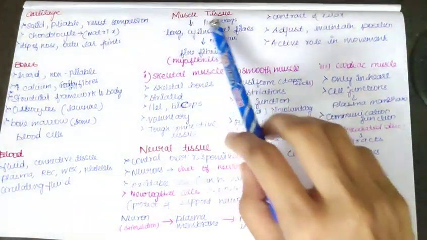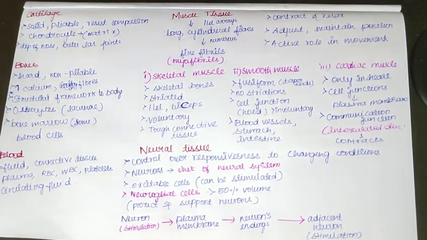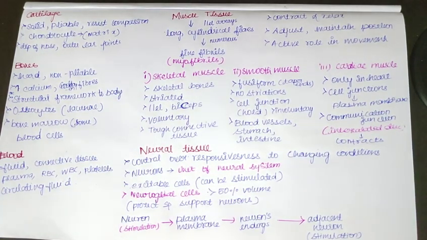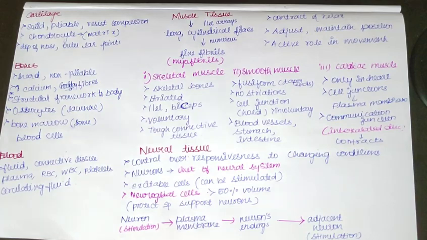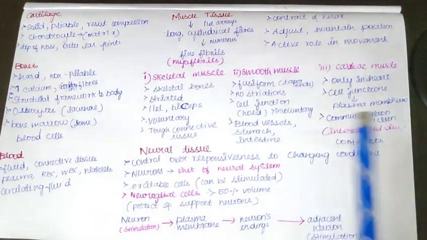Okay, so the general characteristics of muscle tissue are that they contract and relax, adjust and maintain the position, and have an active role in movement. In the locomotion chapter we will talk further about the muscle tissue and how they work. So the main part of the muscle tissue is the active role in movement. Now the muscle tissue is further divided into three types: skeletal, smooth and cardiac.